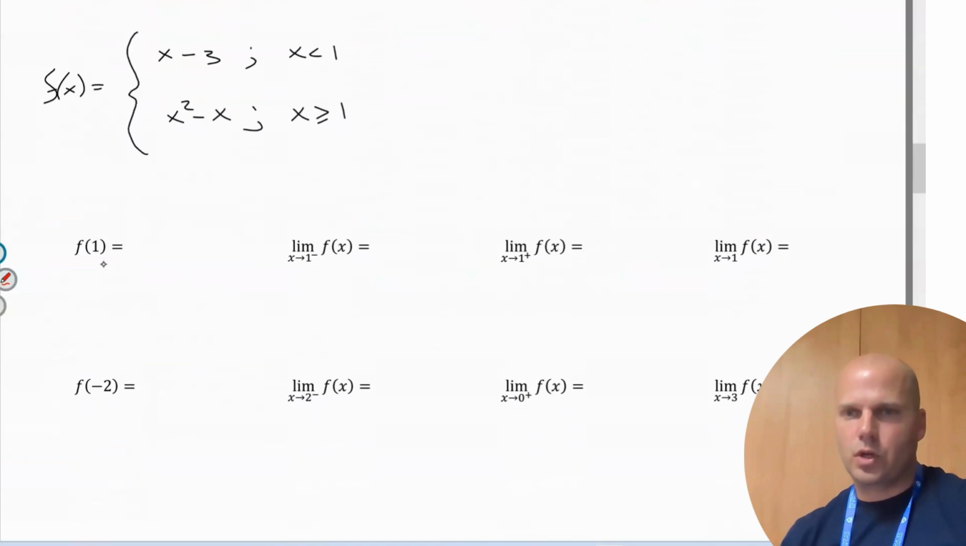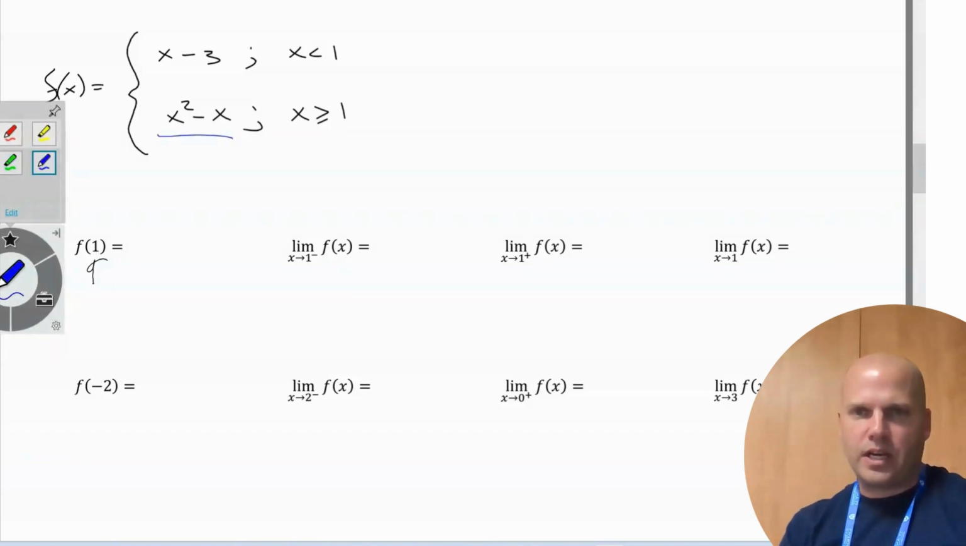Because I noticed students were good. They understand that this is x equals 1. Since it's x equals 1, I will be plugging it into this blue piece because 1 is greater than or equal to 1. Plug it into the blue piece, I get 0. Hooray.